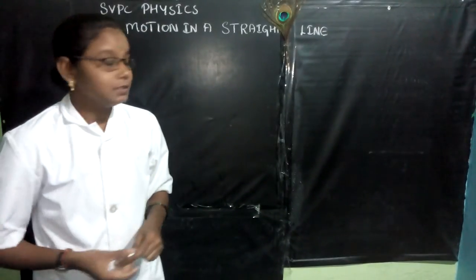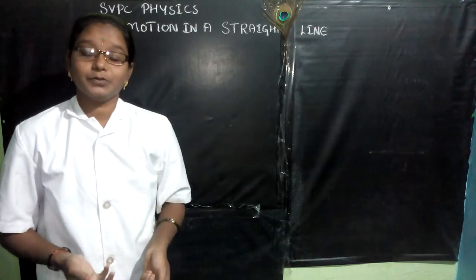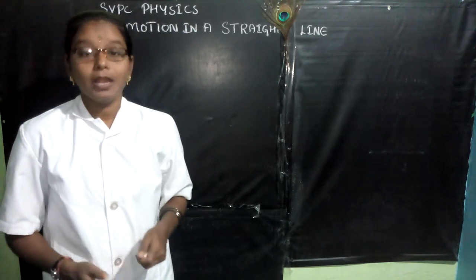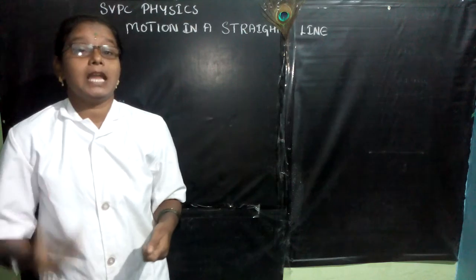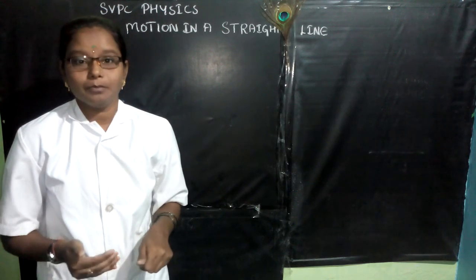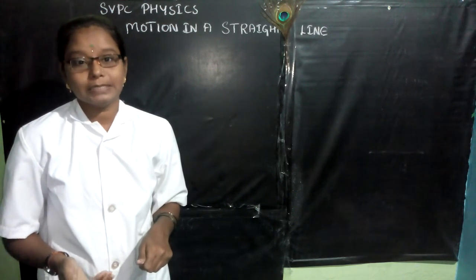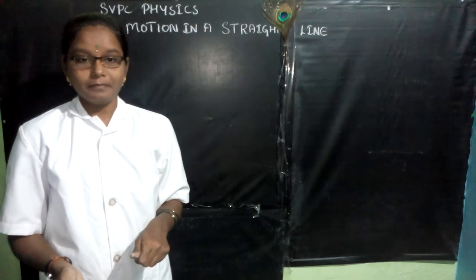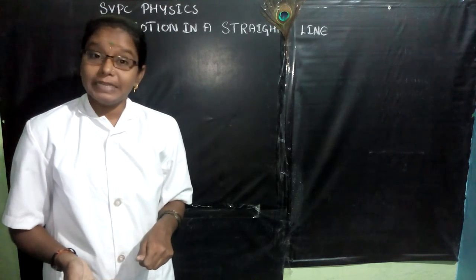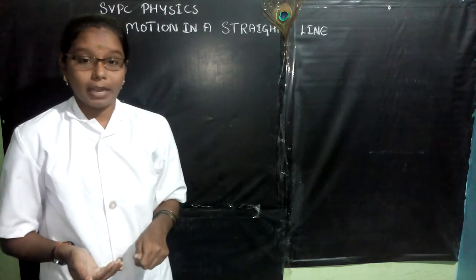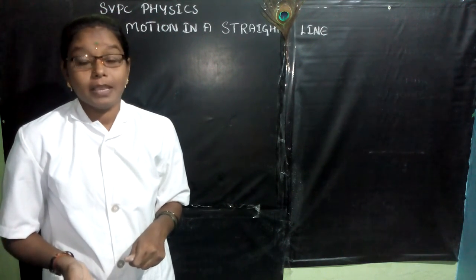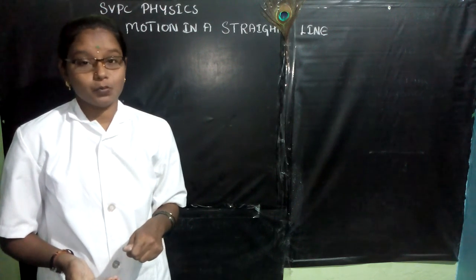Hi, good morning students. In the last class, we discussed speed, and we will now be discussing types of speed. In the last class, we learned what speed is: the rate of change of distance per unit time. Speed is equal to distance by time, and speed is a scalar quantity which has only magnitude but no specified direction, and its dimensional formula is M0 L1 T power minus 1.